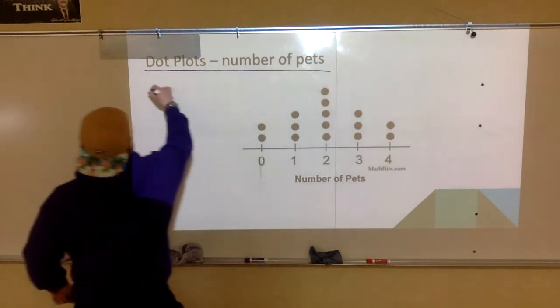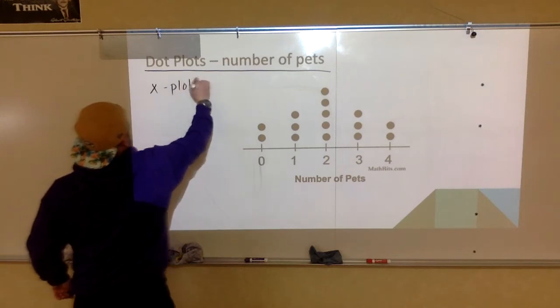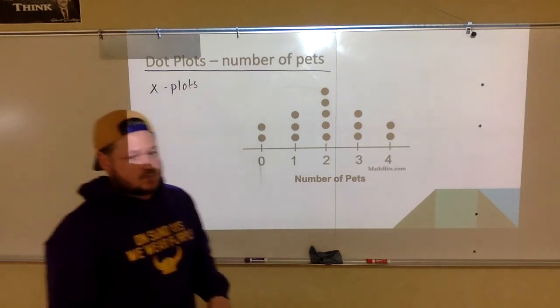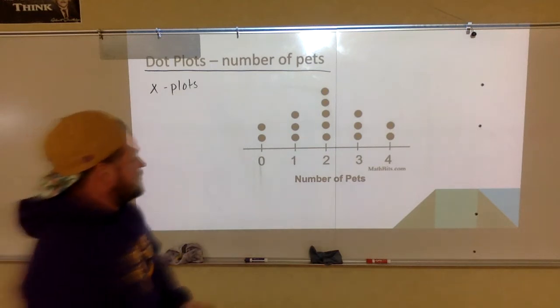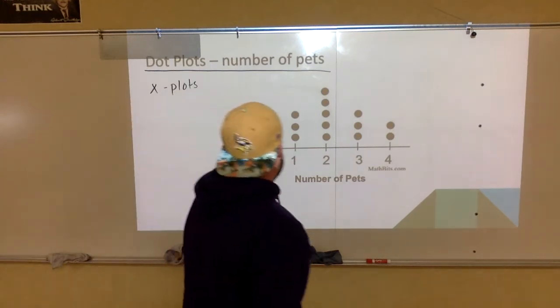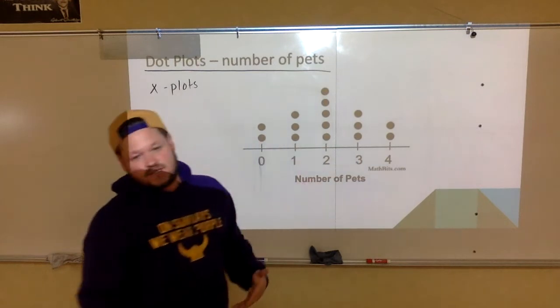Some people call these X plots as well. It just depends whether you want to use an X or a dot. Either way, these aren't too bad. This is just an example of one that's already been done. It's looking at the number of pets that people have.